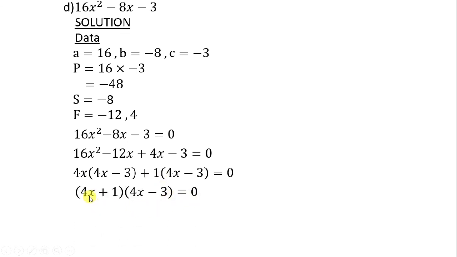Equate them to 0. From here, solve for x. 4x plus 1 equal to 0. We'll transpose this +1, it will become a -1. Transpose that -3, it will become a +3. Divide both sides by 4, which is the coefficient. Our x will be equal to -1 over 4, or our x is equal to 3 over 4. As simple as that.